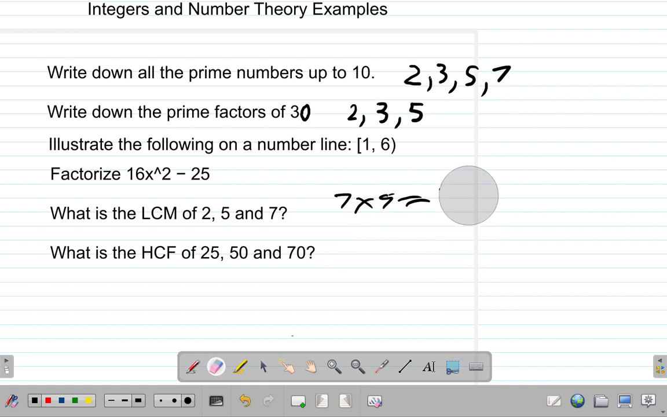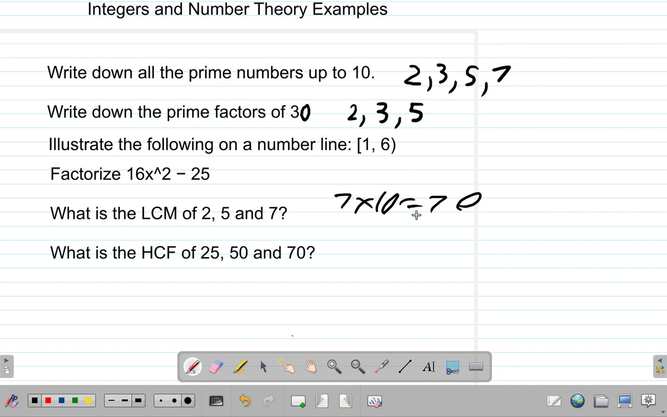7 times 6 is 42. 7 times 7 is 49. 7 times 8 is 56. 7 times 9 is 63. 7 times 10 is 70. Alright. 7 times 10 gives you 70. 7 can go into 70, yeah? Can 5 divide into 70? Of course. Once the number ends with a 0, 5 can divide into it. What about 2? Can 2 divide into 70?